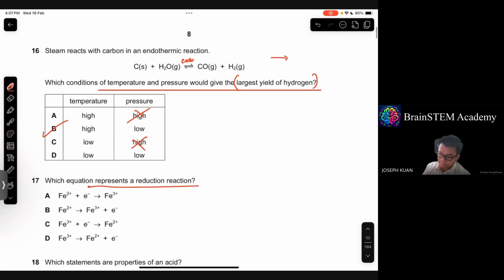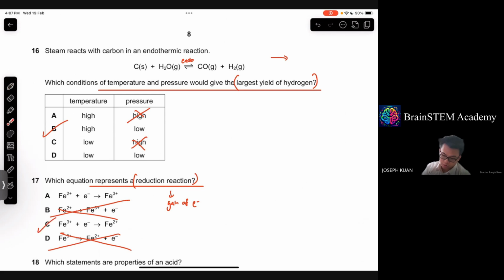Next, which equation represents a reduction reaction? A reduction reaction refers to the gain of electrons. So we see that B and D are irrelevant. So the answer is actually C. When 3+ receives an electron, it will decrease to 2+. So the answer for 17 is C.